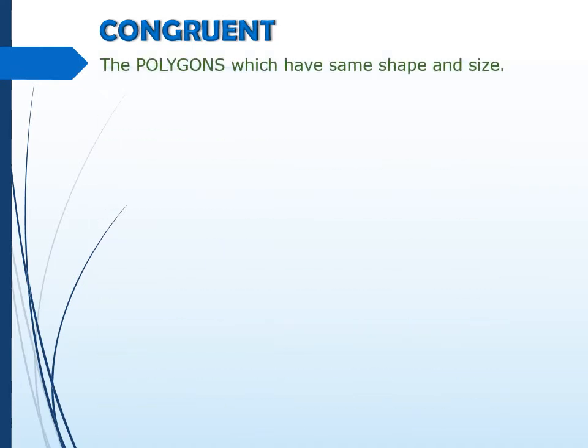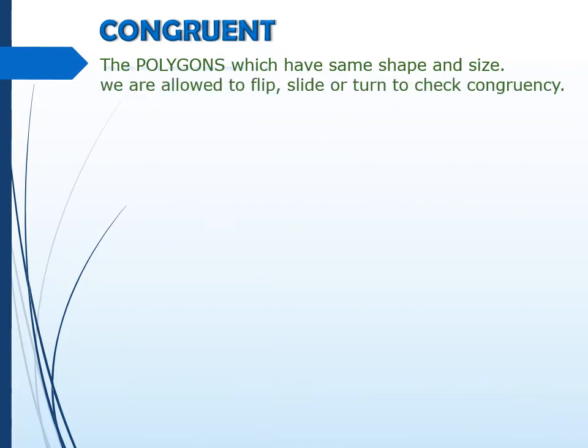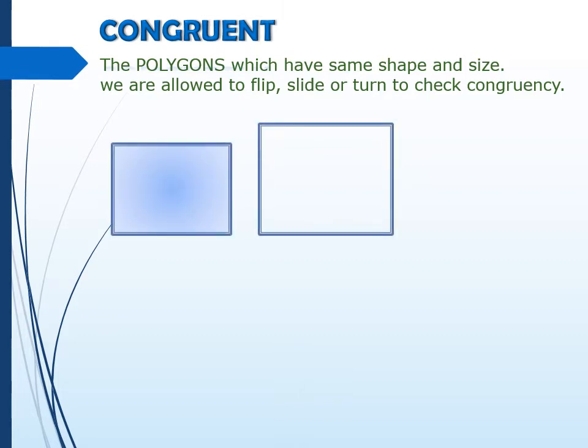The polygons which have the same shape and size are known to be congruent to each other. We are allowed to flip or slide or turn to check the congruency of two figures. Let us take these two examples.